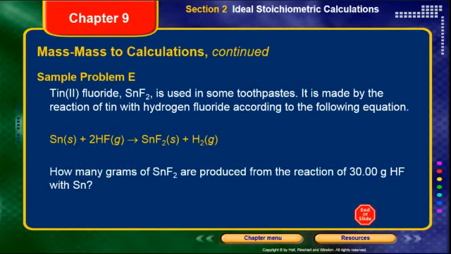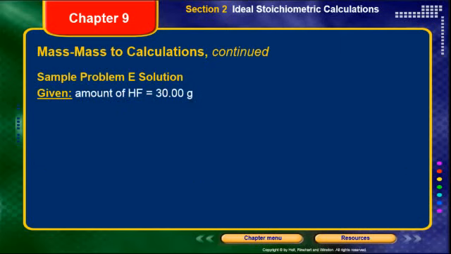So let's look at a sample mass-to-mass calculation. So we have tin 2-fluoride, SnF2, which is used in some toothpaste. It is made by the reaction of tin with hydrogen fluoride according to the following balanced equation. The question is, how many grams of tin 2-fluoride are produced from the reaction of 30.00 grams of hydrogen fluoride with tin? Well, let's check out what we got.